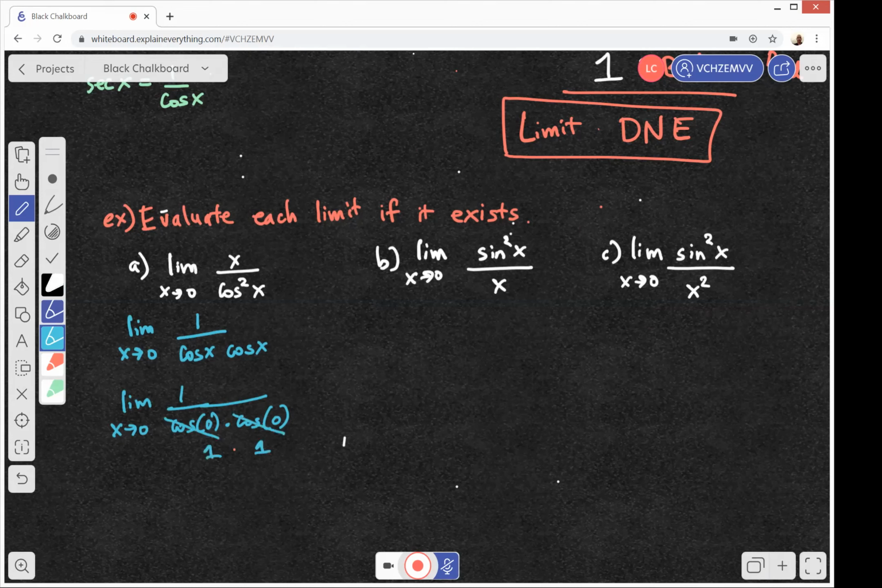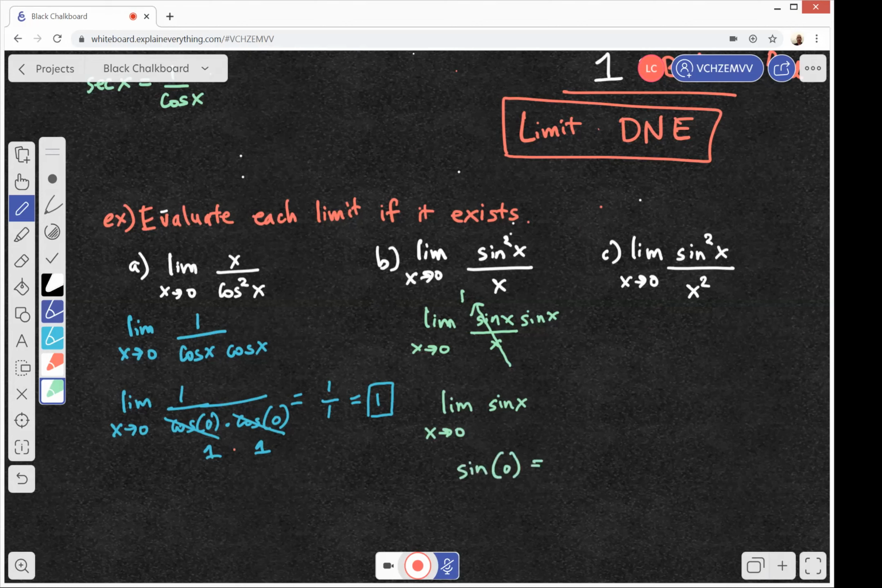All right. Letter B. In letter B, you have sine squared x over x. So we could say you have sine x times sine x over x as x approaches 0. So you know there's one of the limits that you love, sine x over x, so that's going to become 1. That disappears. Now we just have sine x by itself. As x approaches 0, there's no fraction, so you could do plug and chug. The question is, what is sine of 0?